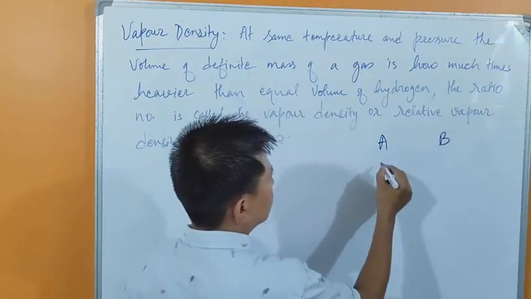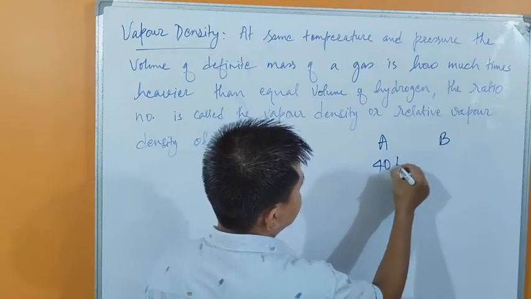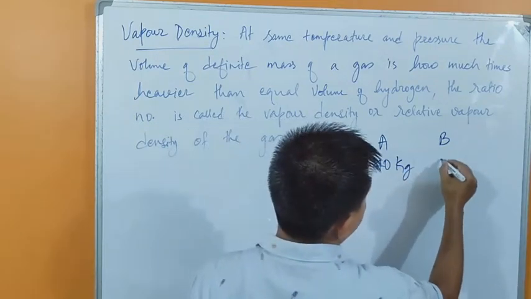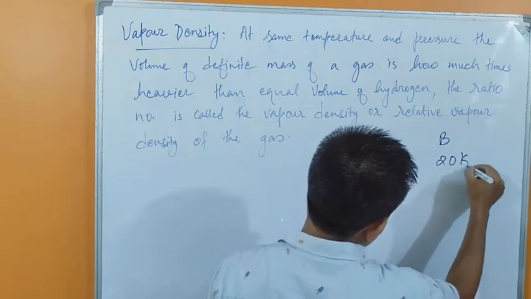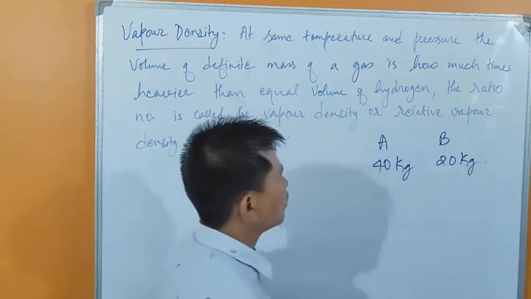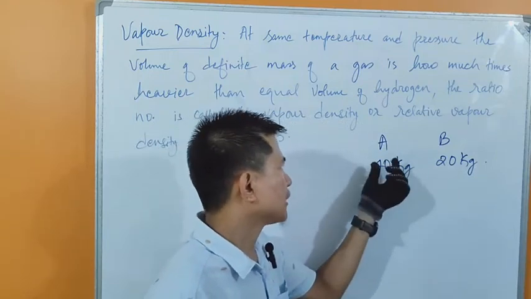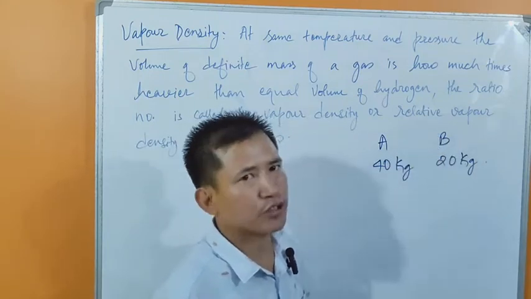Okay, student A is 40 kg. Let us assume student A is 40 kg and student B is 20 kg. So how many times is student A heavier than student B?